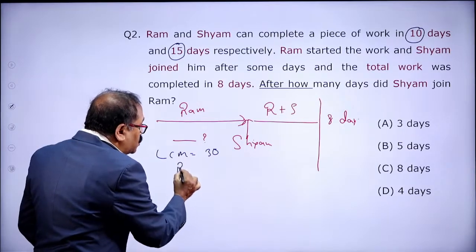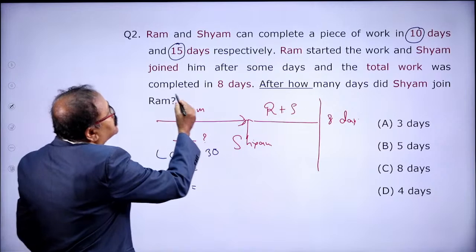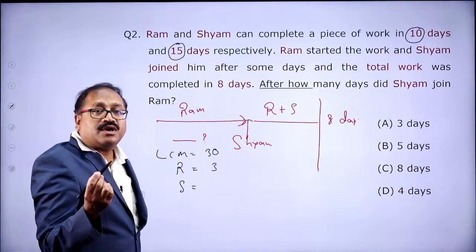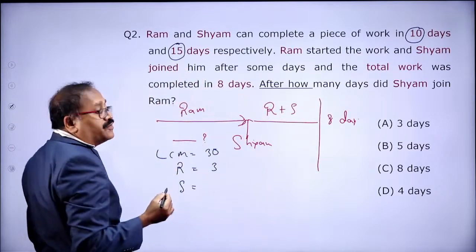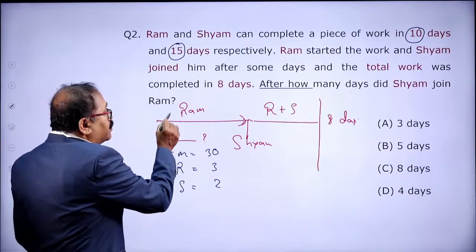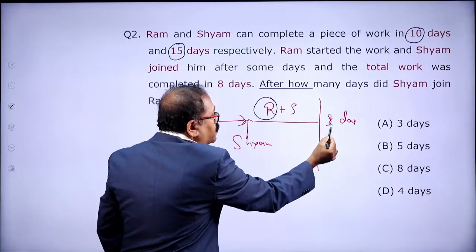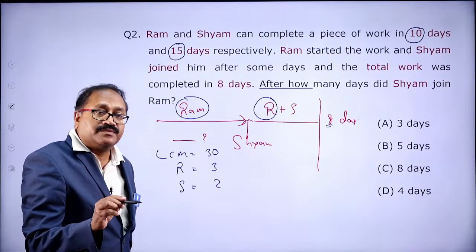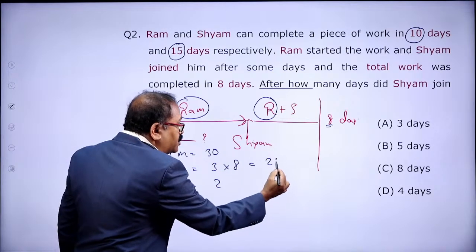Let's see how many units Ram completes per day and how many units Shyam completes per day. As Ram completes the work in 10 days, divide 30 by 10. That means Ram does 3 units per day. How about Shyam? Shyam completes the work in 15 days. Then 30 divided by 15, 2 units per day. And what else do I know? Ram was there from the beginning to end. That means Ram worked for 8 days. Ram completes 3 units per day. So in 8 days, how many units must Ram have completed? 24 units.